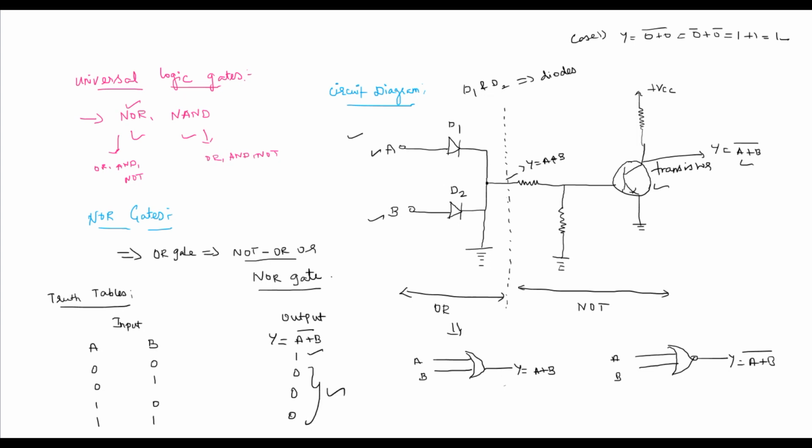So this is the NOR gate circuit diagram and its output. We have to know that the NOR gate is the OR gate and NOT gate joined together. The NOR gate is a universal logic gate. Using the NOR gate we can construct the OR gate, AND gate and NOT gate. Okay, good. NOR gate as a universal gate.